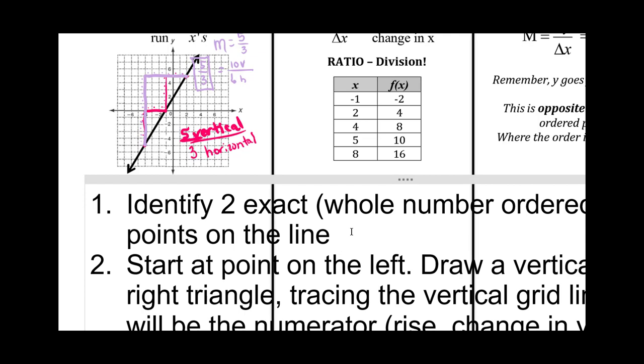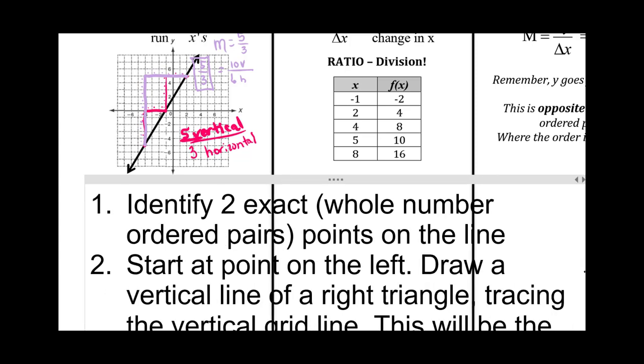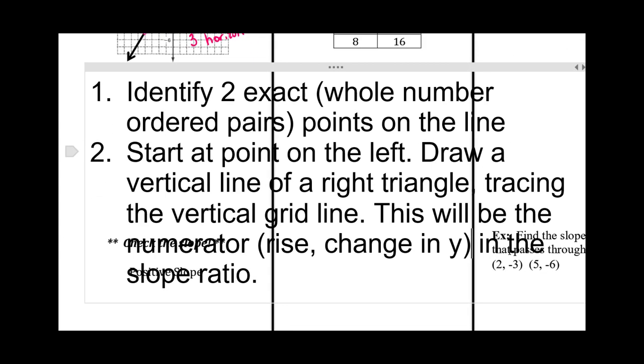Okay, and I'm going to fix the font here so you guys can see all of this. So we identified two exact whole number ordered pair points on the line. We started at the point on the left. We traced the vertical line of the grid, and once we count that number, that's going to be our rise, the numerator in the ratio, the change in the y.